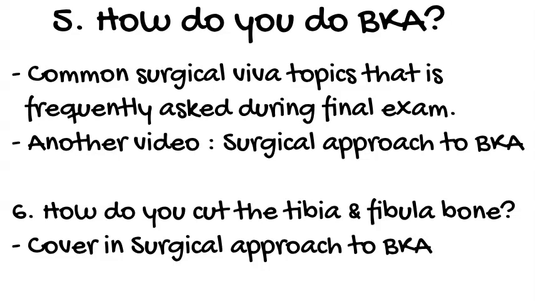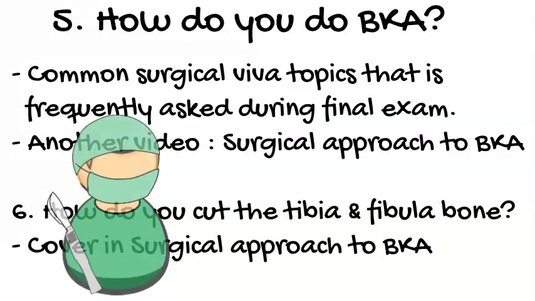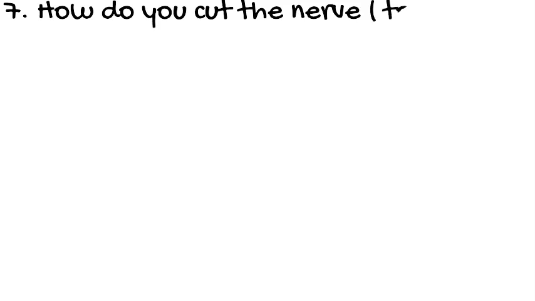I will do another video that covers the surgical approach to below knee amputation. And question number 6, how do you cut the tibia and fibula bone? Also, I will cover that in the surgical approach to below knee amputation. For question number 7, how do you cut the nerve to prevent neuroma formation?